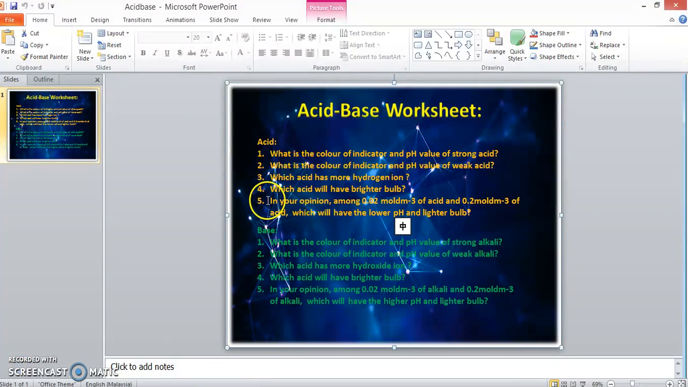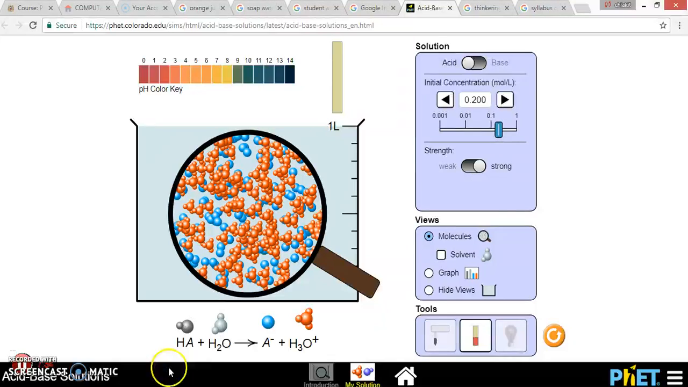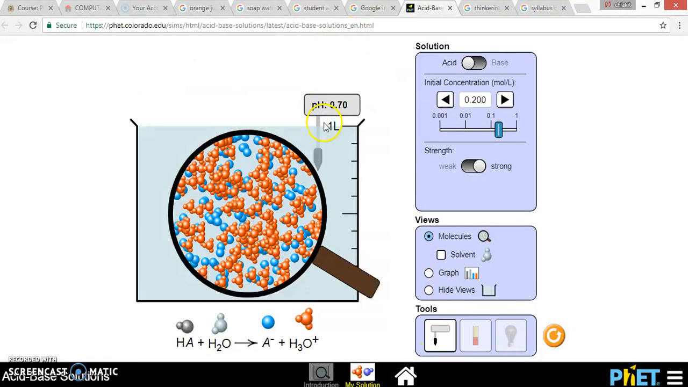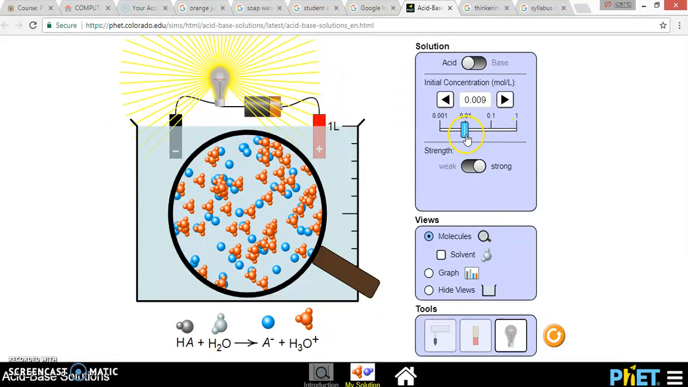Okay, for the fifth question, in your opinion, among 0.02 mole per dm cube of acid and 0.2 mole per dm cube of acid, which has the lower pH and brighter bulb? So the student can straight away look for 0.2 acid, which is strong. What is its pH value? The pH value is 0.7, and the light is shown in the diagram. It's very bright.